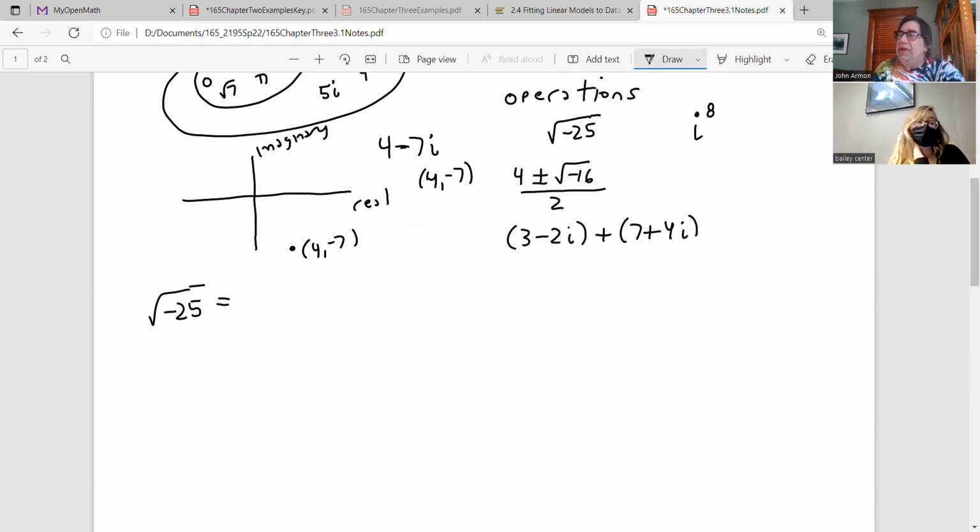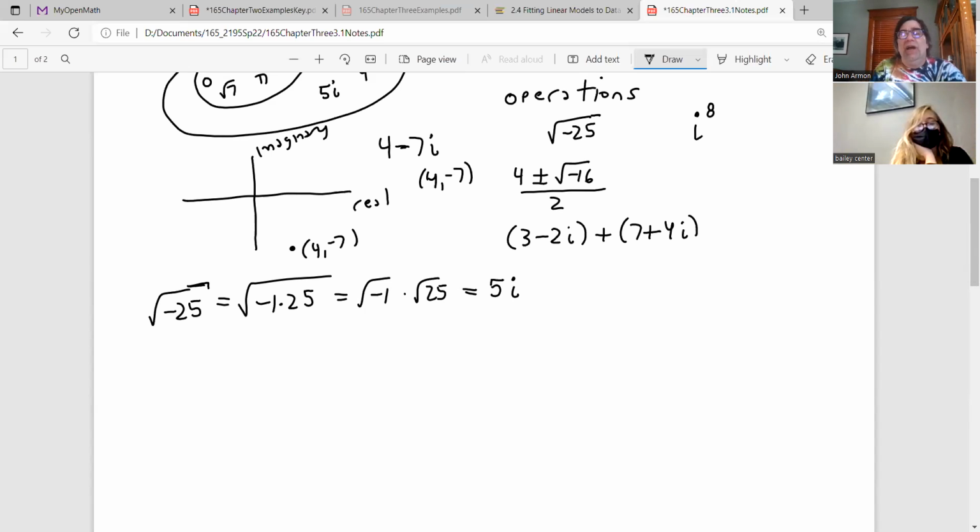But what about the square root of negative 25? You could write this as negative 1 times 25 under the radical. Then you can write it as the square root of negative 1 times the square root of 25. That number is 5. The square root of negative 1, by definition, is i. So it's the imaginary unit multiplied by 5. So you can have fun with complex numbers. 5i.